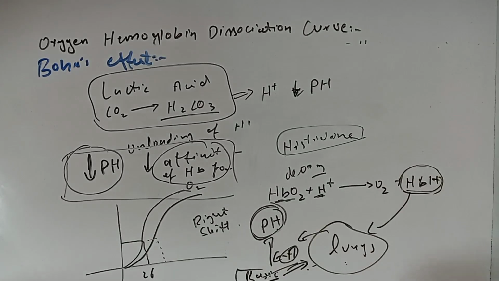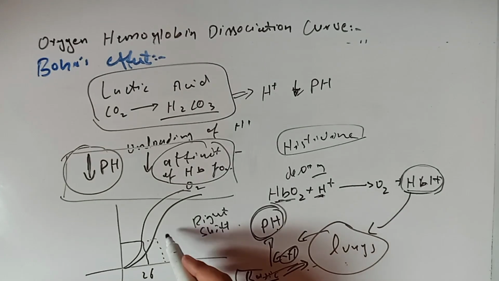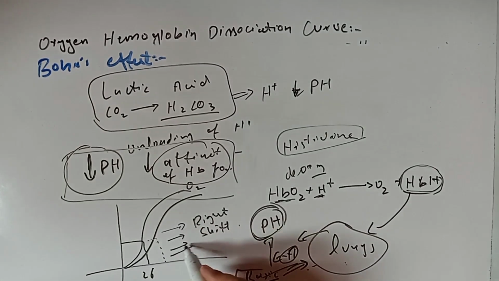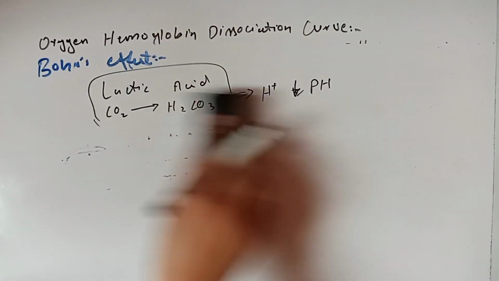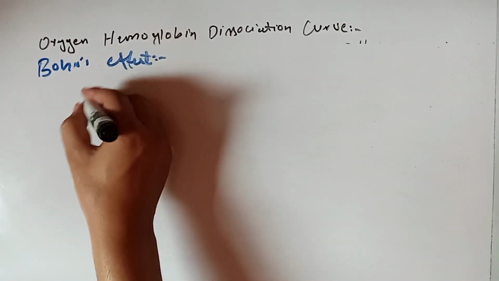So this Bohr effect in turn facilitates the transport of oxygen by hemoglobin, and it causes a right shift in the oxygen hemoglobin dissociation curve. Okay, so the same phenomenon occurs due to the presence of carbon dioxide as well. In tissues, carbon dioxide is produced.